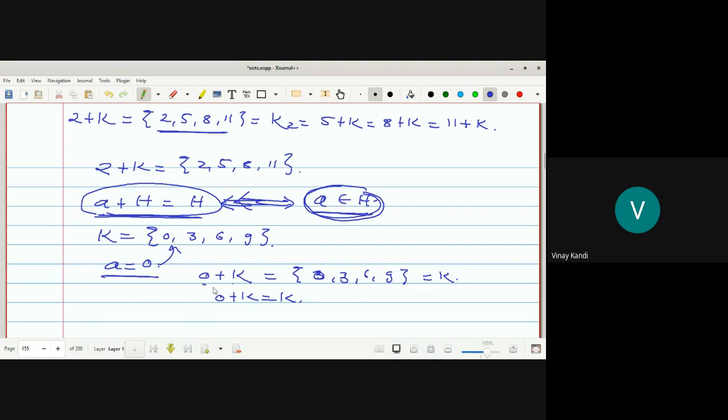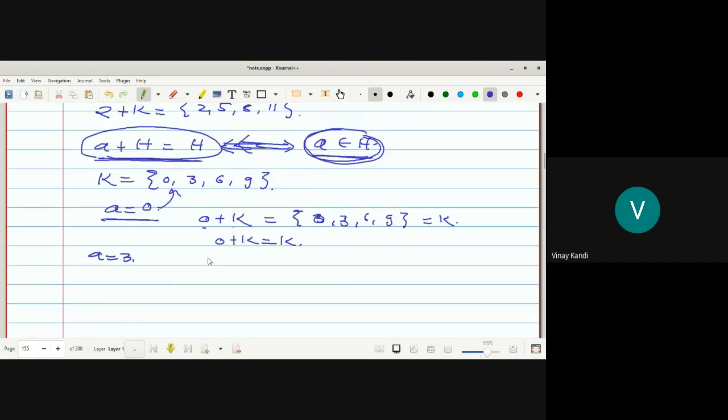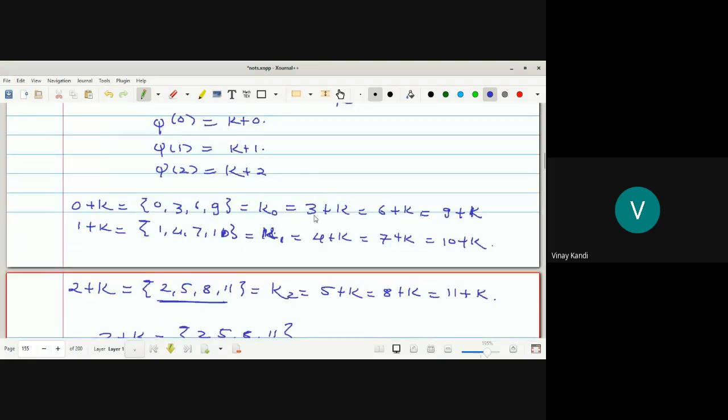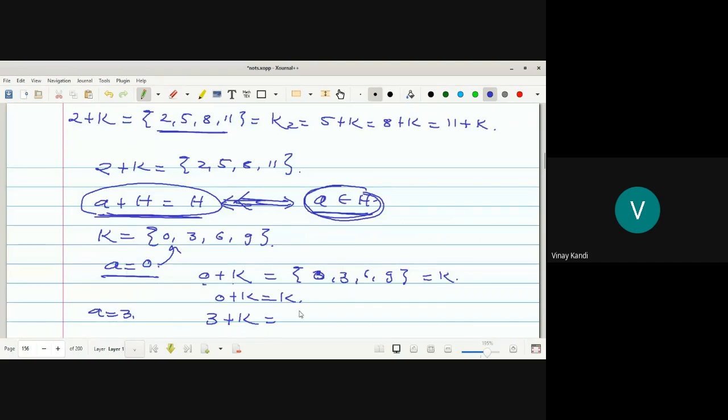Now take a is equal to 3. What is 3 plus K? This is equivalent to the same set, that is equal to K again. Similarly, 6 plus K again is equal to K, 9 plus K is equal to K. Understood, it is clear?